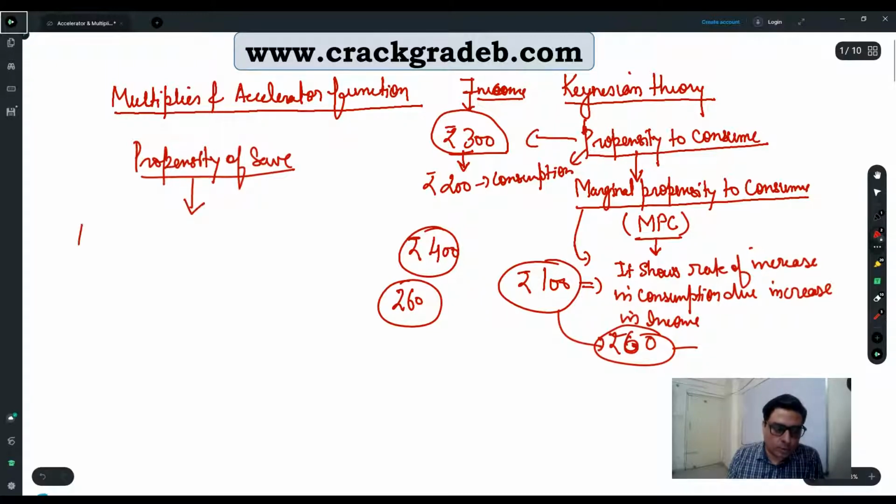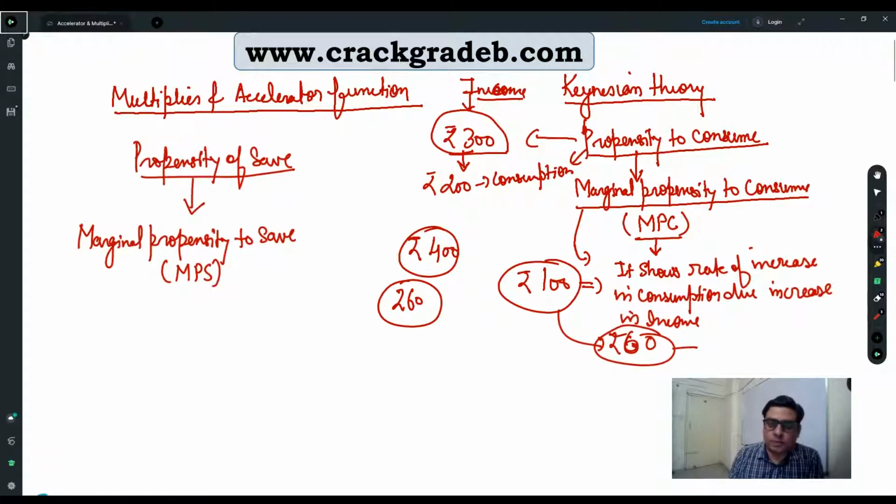Similarly, what is going to be marginal propensity to save? That is MPS. And what is going to be it? The amount of total income increased going to be saved.